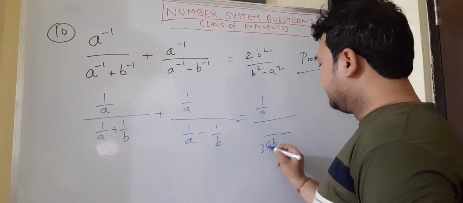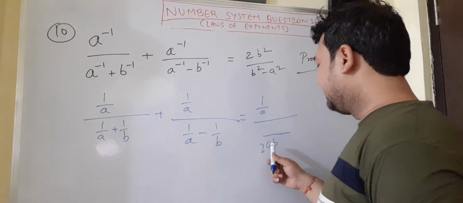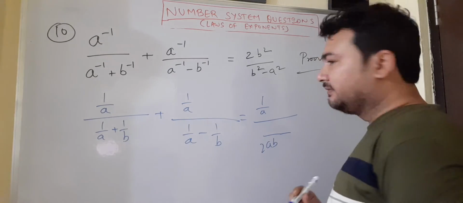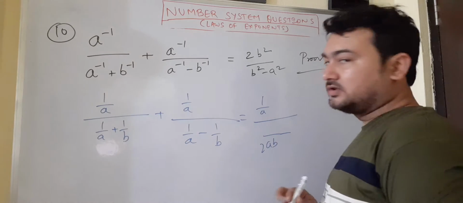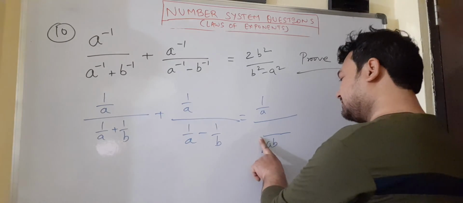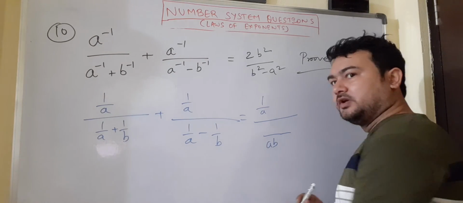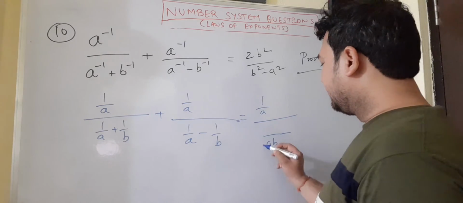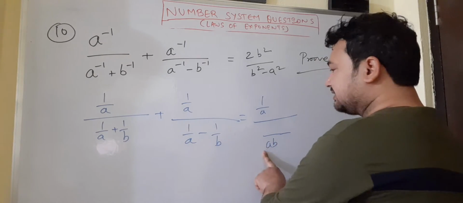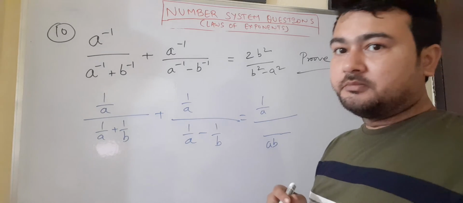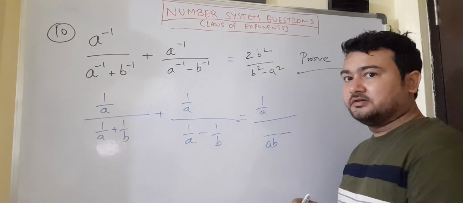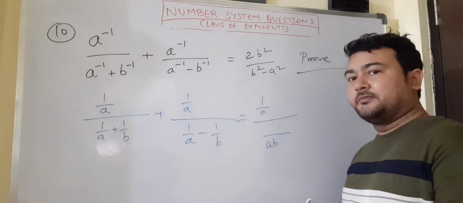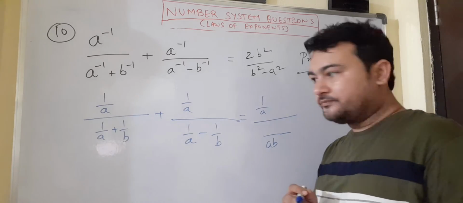Because if you take 2AB, A can divide 2AB, B can also divide 2AB, but this is not the lowest one. The lowest one is only AB. You can take 3AB, 4AB, 5AB, anyhow, both of them are going to divide this. But the lowest common multiple will be this AB only.